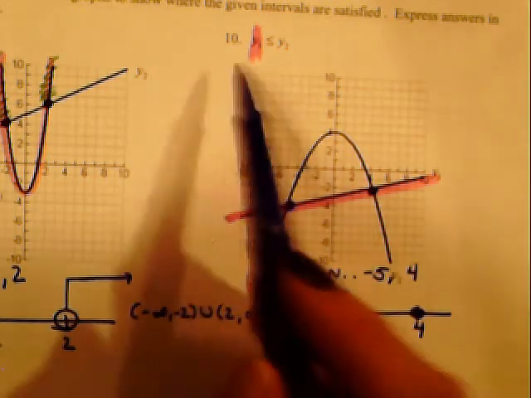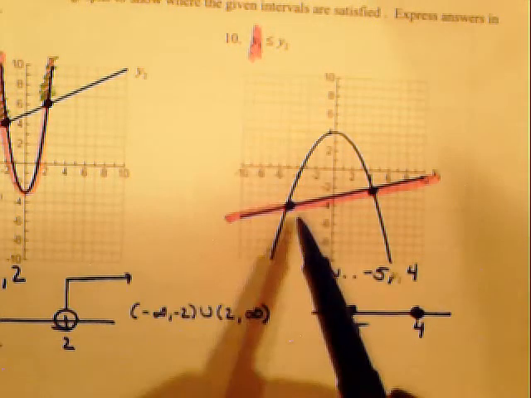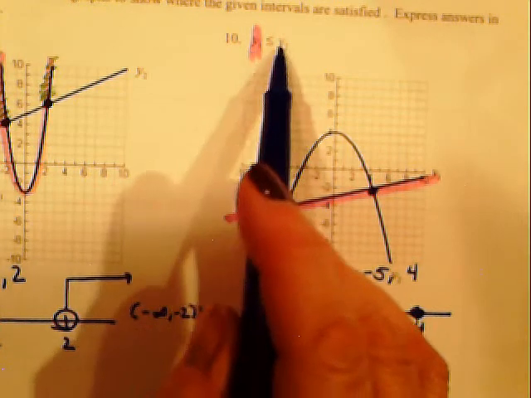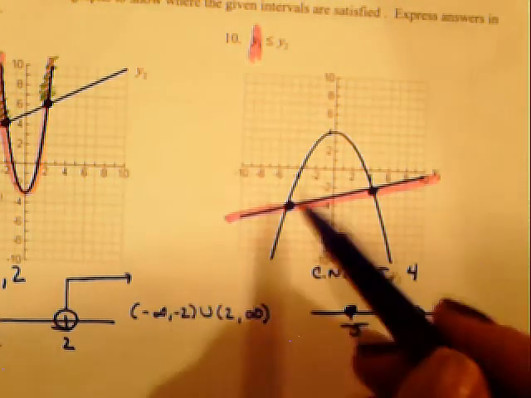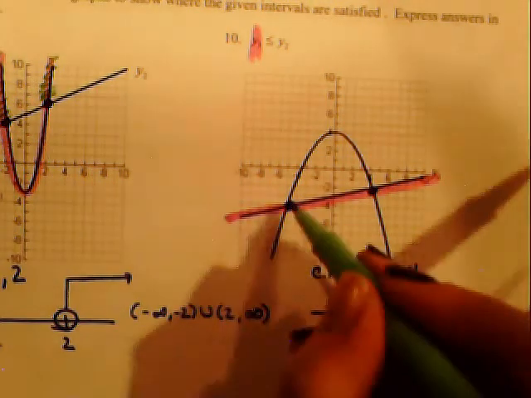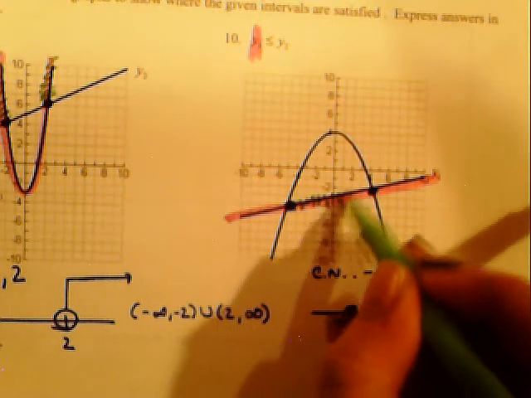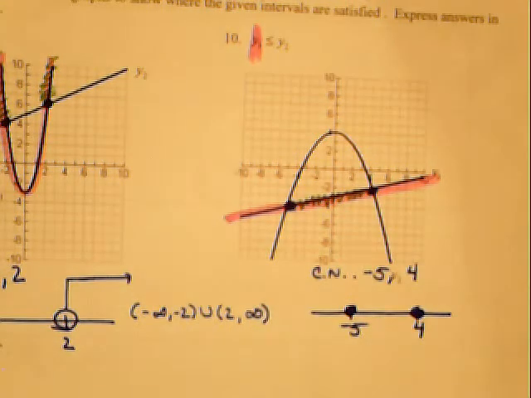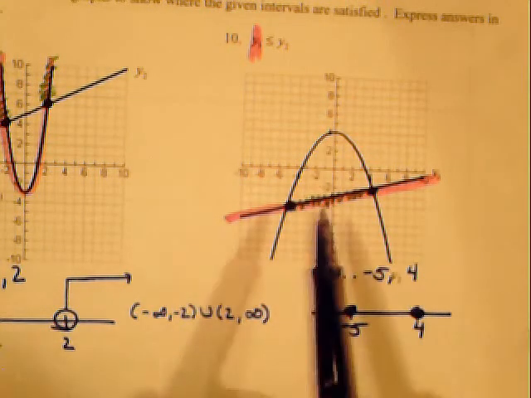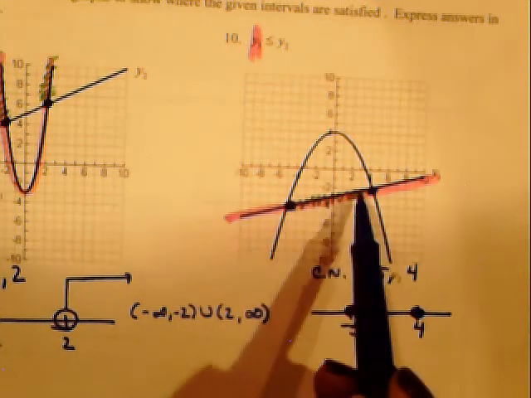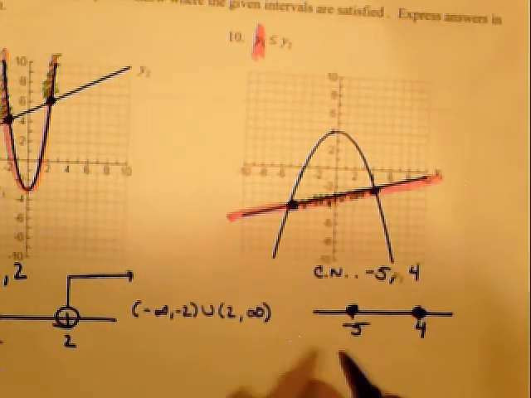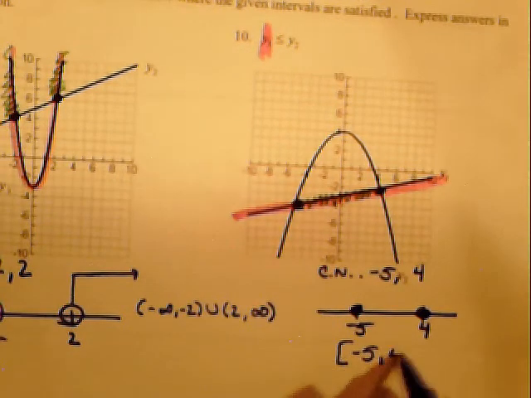So I want to know where the line, y1 is the line, has y values less than the parabola. If you notice right here, between your critical numbers, that's where the line is below the parabola. This is where every point on here has a y value less than the parabola. So your solution set's going to be bracket -5 to 4.